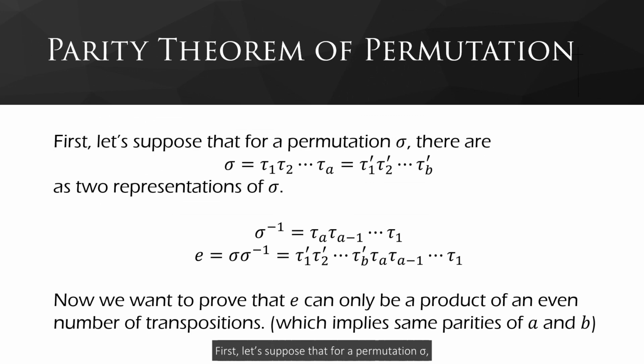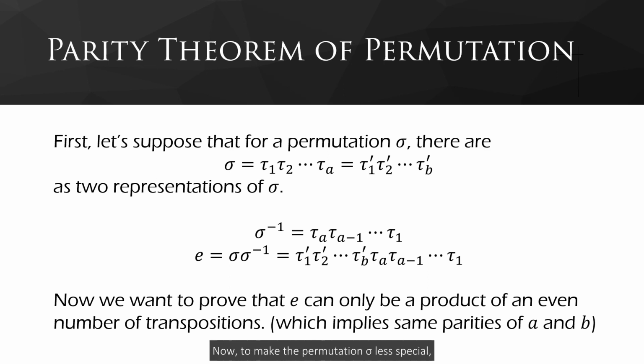First, let's suppose that for a permutation sigma, there are two representations by transpositions. The first one is tau_1, tau_2, all the way down to tau_a, and the second one is tau_1 prime, tau_2 prime, all the way down to tau_b prime. In order to prove that a permutation is either even or odd, we have to prove that a equals b under mod 2, or a and b have the same parity.